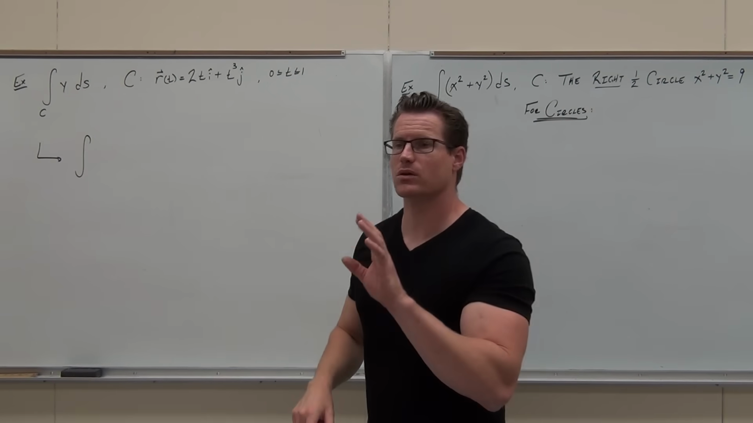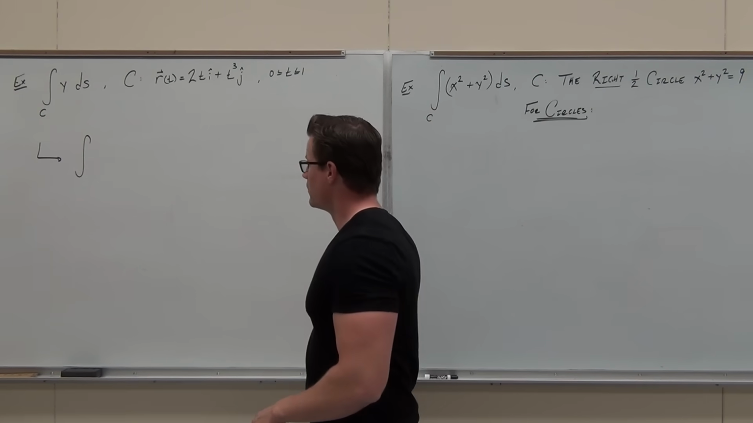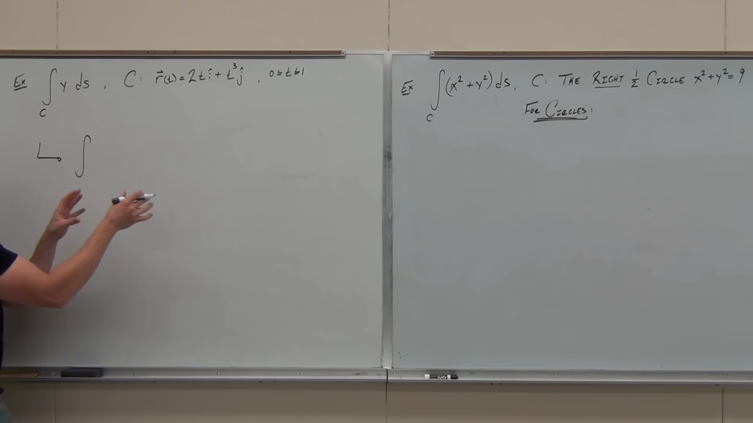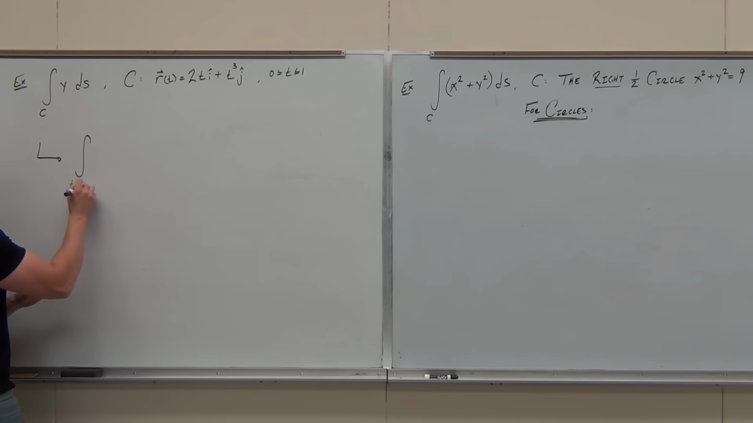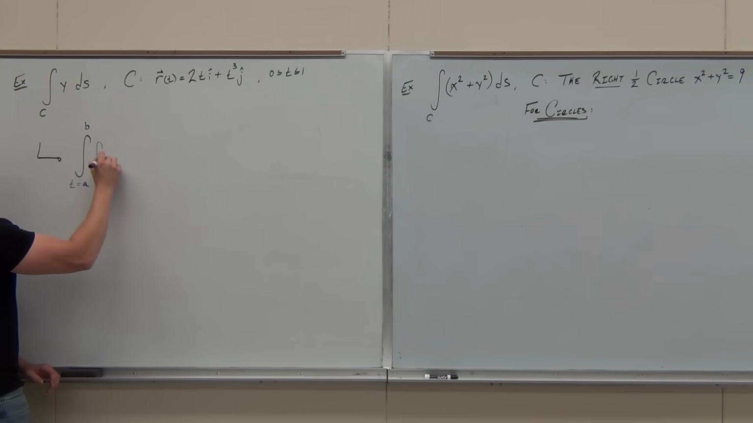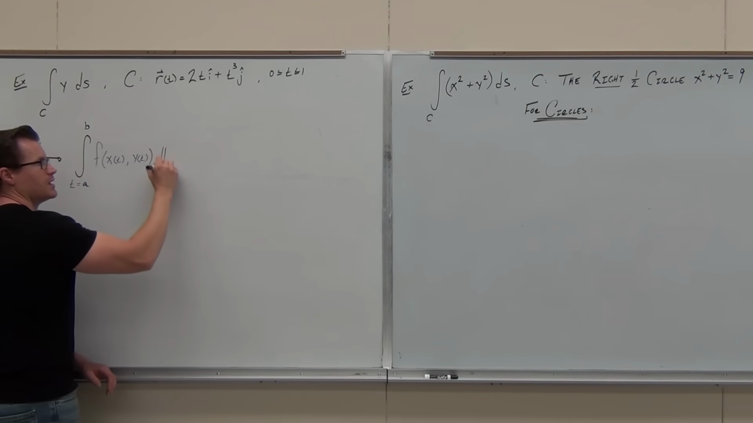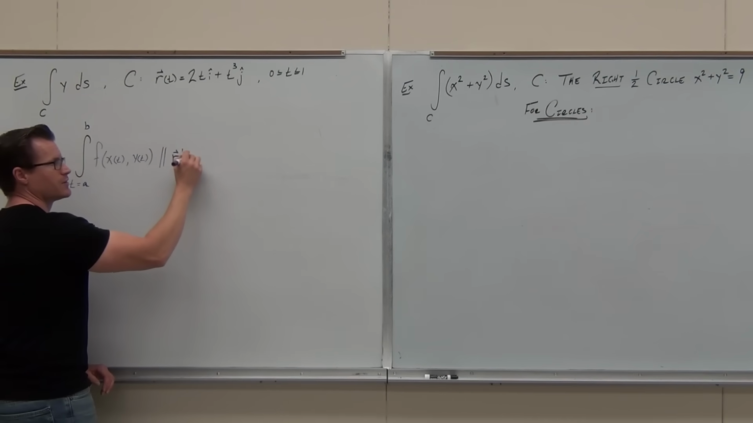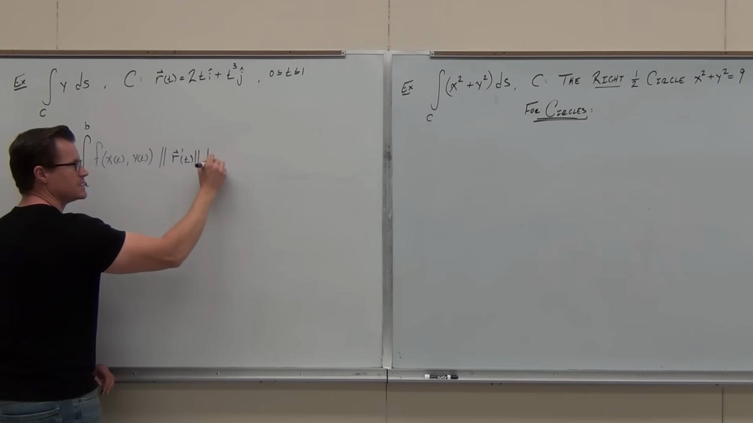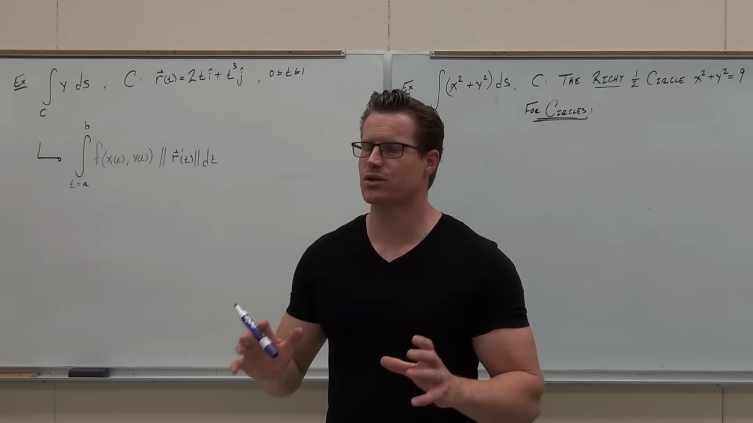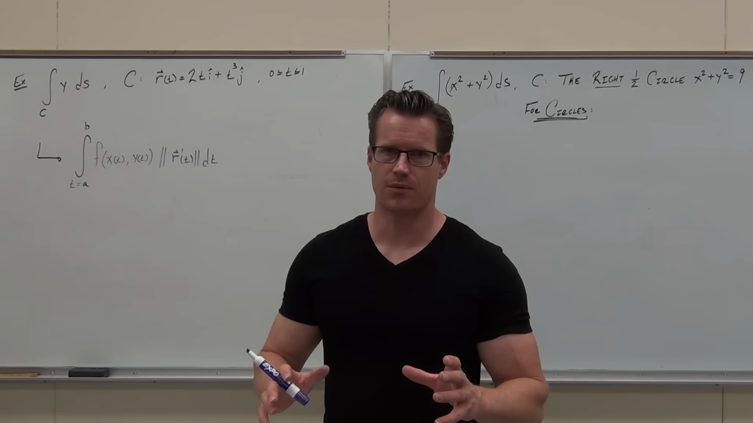Now, here's our goal. Our goal is that you're going to want to change this to what we just found a little while earlier: an integral from A to B, where we've redefined x and y as functions of t, times the magnitude of the derivative of our vector function dt. You go, man, that looks like a lot of crazy stuff. It's not. It's actually all given to you. So I'm going to show you that right now.